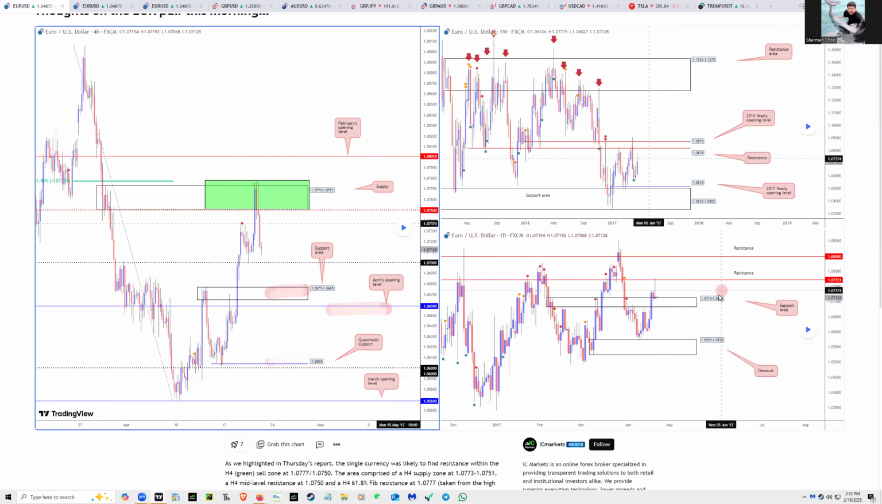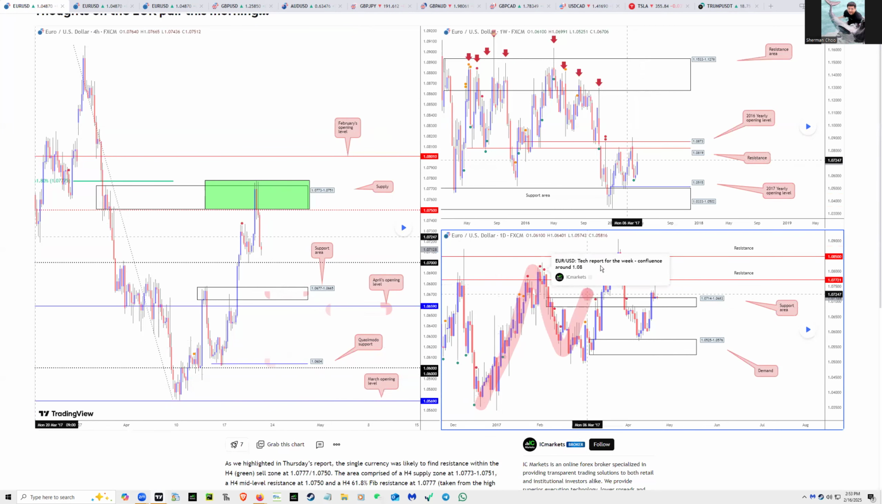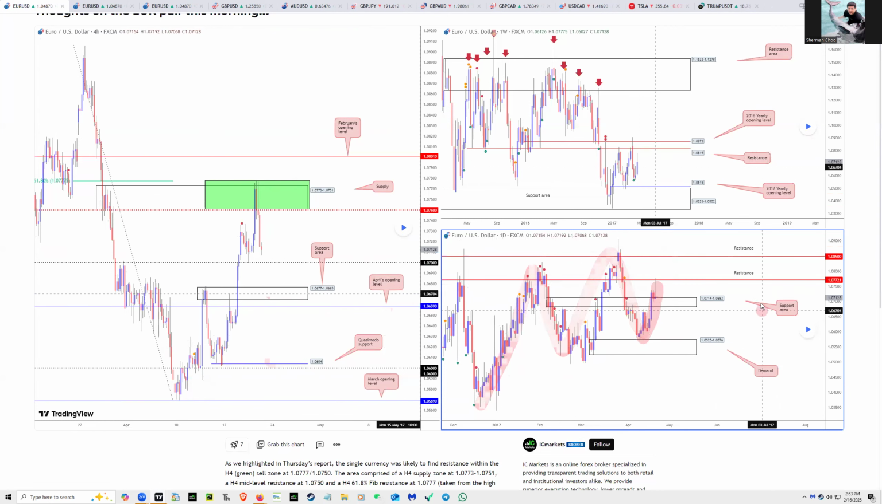So I believe that the trade idea was to take a buy. Right, it was to take a buy. So this is the move up. This is a correction. Strong move up. This is a support area. This is a support area. This is a daily chart.